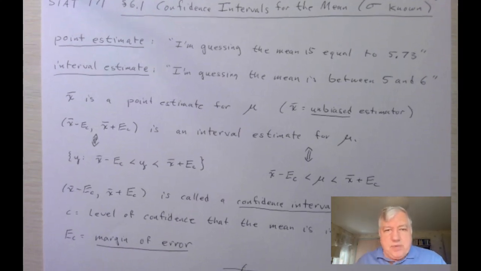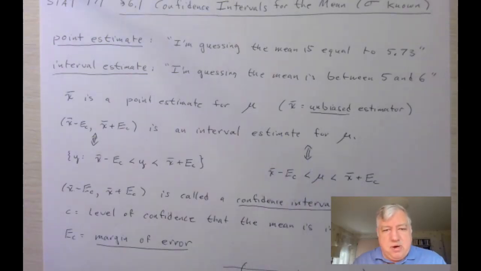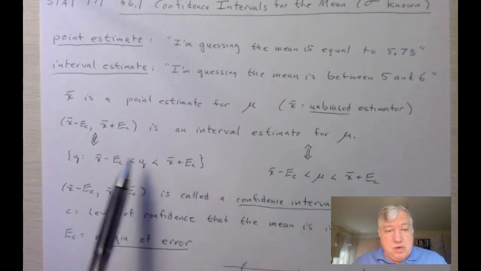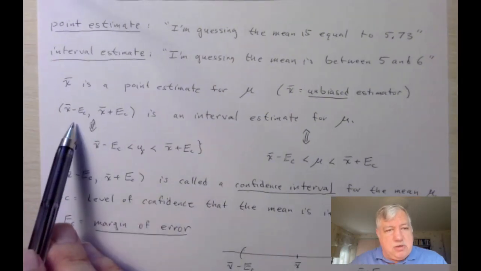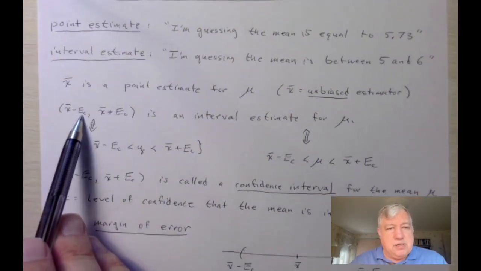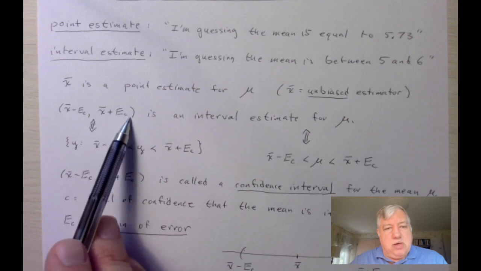Let me just say that x bar, the sample mean, is what we call an unbiased estimator. Don't worry about the definition of unbiased too much, but what it means is the expected value of x bar is mu, which is exactly what we want. So we use x bar as a point estimate for mu. We build an interval around x bar, and that means we're talking about an open interval from x bar minus a number to x bar plus a number.